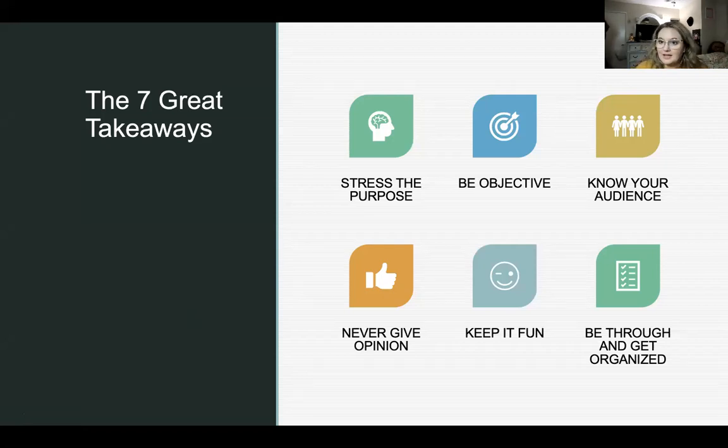As I said in the beginning, it's important to stress your purpose at the start. Then be objective. Give nothing but the facts. Third is to know your audience. As we've stressed before in previous lessons, knowing your audience could either make or break your presentation. You want to know who they are, what they know, and what they need to know.